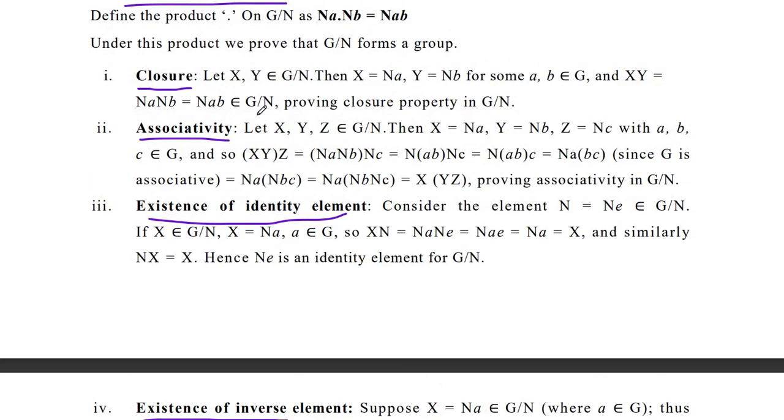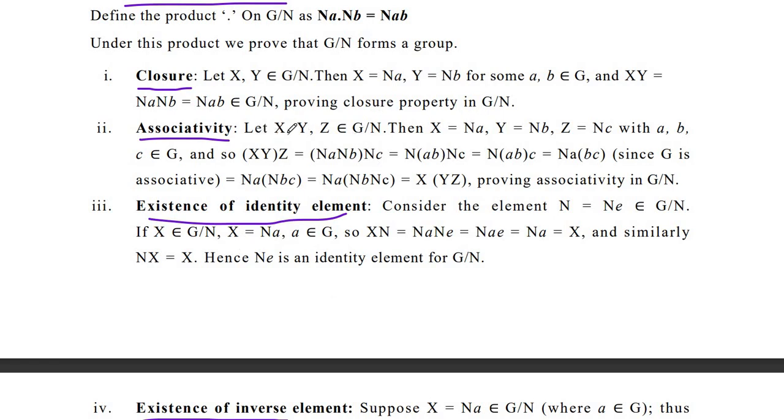Now first we consider two elements, say X and Y in G mod N. Because it's a right coset, X can be written as NA and Y as NB, where A and B are in G. Now if we consider the product XY, it is NA NB. Because N is normal, we can rewrite it like this. So this is again a right coset. G mod N being the collection of all right cosets, this has to be in G mod N. So that proves the closure property.